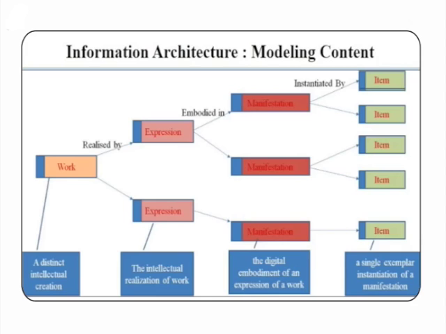The layers of content are defined as work, which is a distinct intellectual creation, and expression, the intellectual realization of a work, which reflects scholarly or creative content. On the other hand, the other layers of content are defined as manifestation, which is a digital embodiment of an expression of a work, and an item, which is a single exemplar instantiation of a manifestation, which reflects physical or digital form.